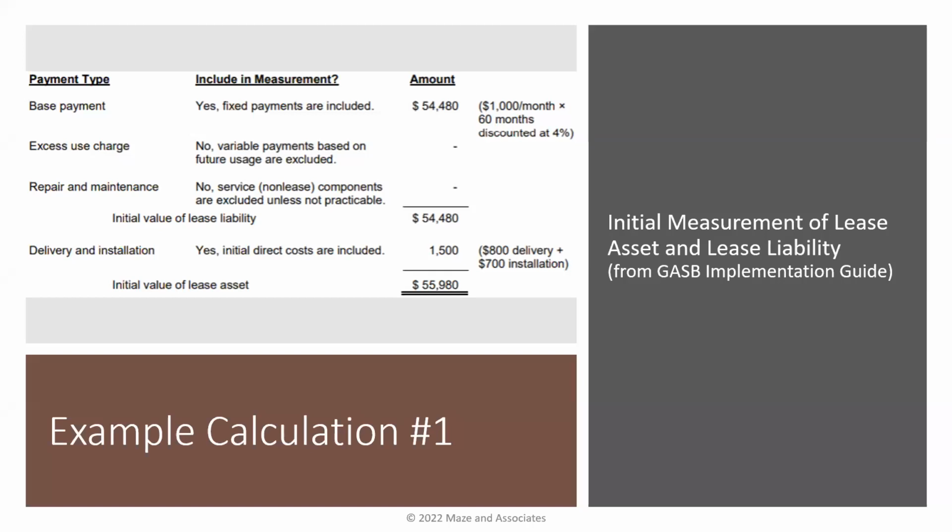And then in this case, you are going to include some initial direct costs. I know I said a lot of times that they're going to equal each other, but if there are these other components, then they're not going to equal, so there would be a restatement. Sorry, I forgot all about that component. So you can see the initial value of the lease liability is $54,480. There were some additional costs to get it in place, so you're going to have a lease asset of $55,980 and a lease liability of $54,480.